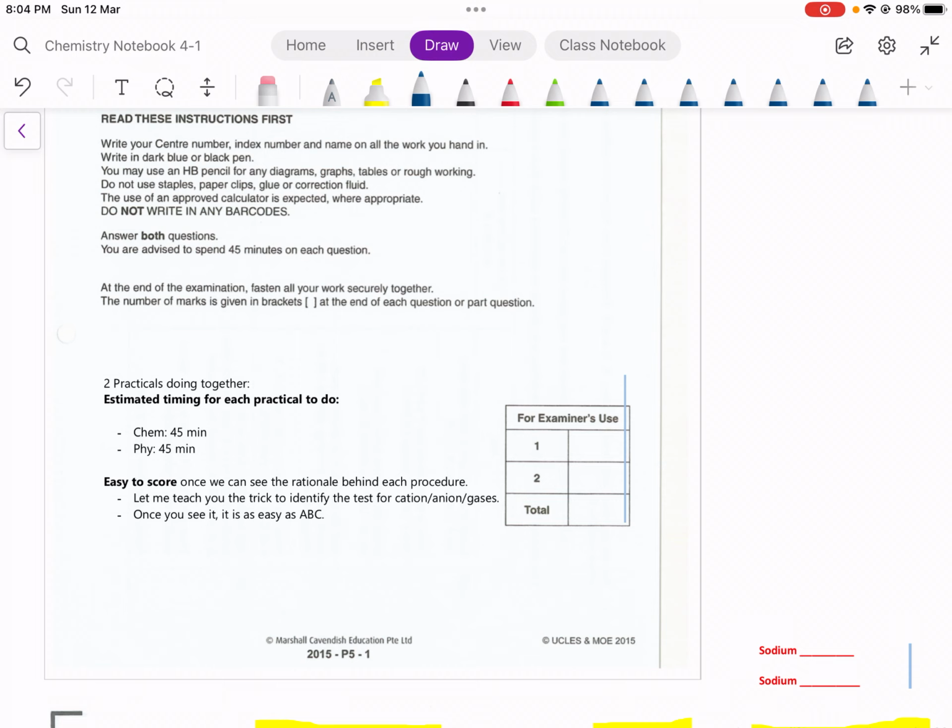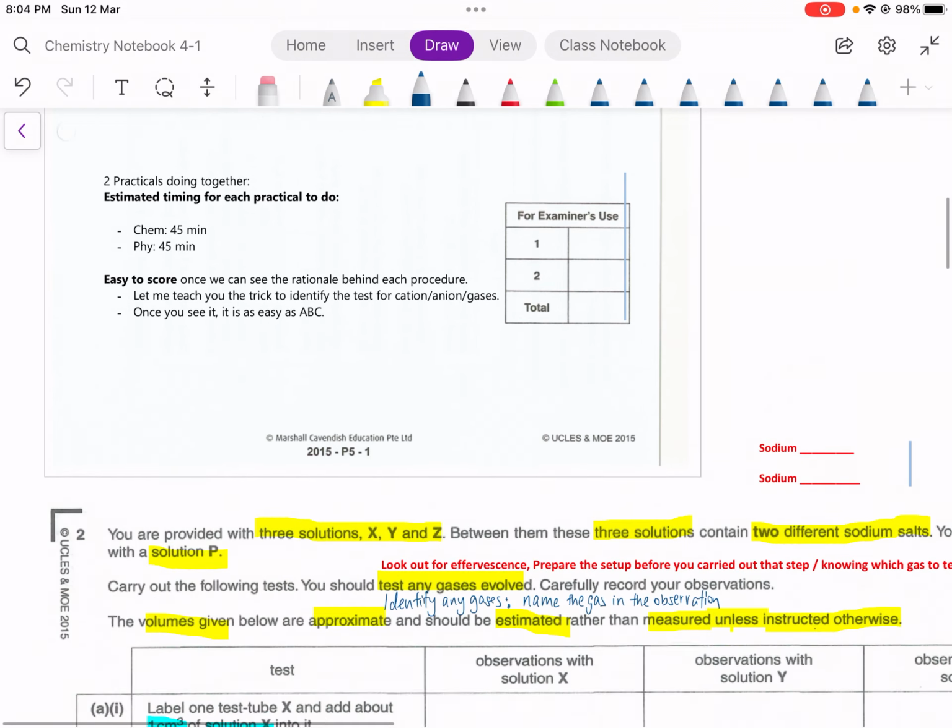Hi Sec Force. So now we'll learn how to annotate the practical together. Once you know how to annotate, you'll be able to identify the test and why we are asking you to do certain things. Once you know this trick, every practical will be as easy as that.